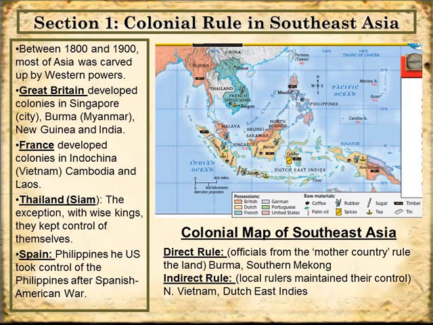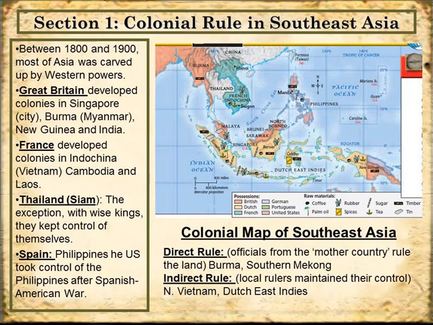Thailand was called Siam. Maybe you've seen the picture of the Siamese twins that were conjoined at the abdomen area. They were, of course, from Siam. This is an exception because the kings of Siam managed to be smart enough to keep control for themselves. Spain controlled the Philippines for a while, but then the U.S. took control of the Philippines after the Spanish-American War.